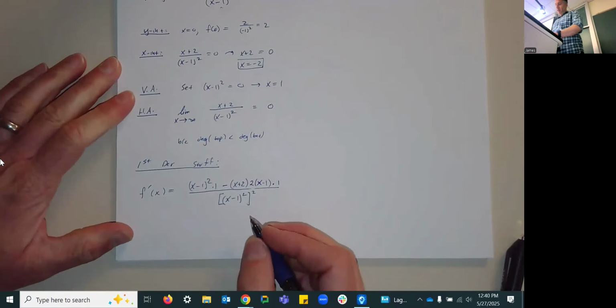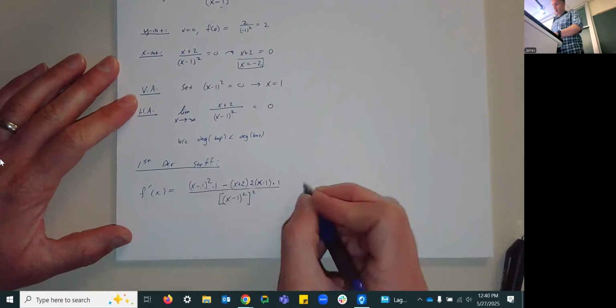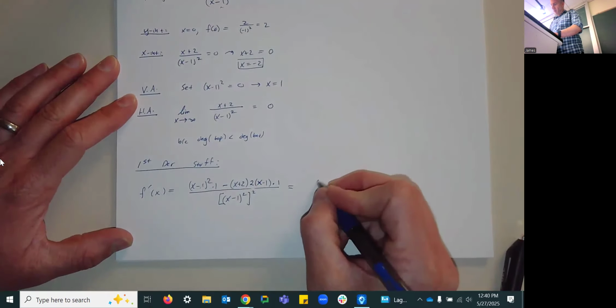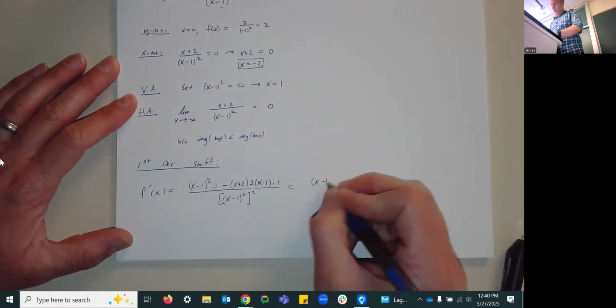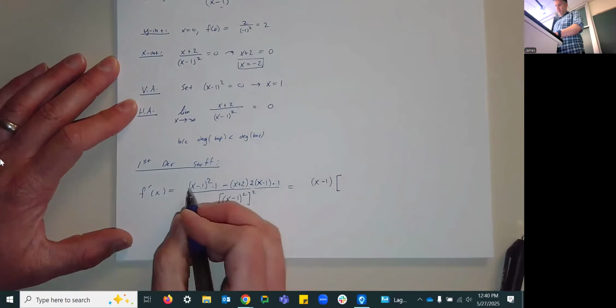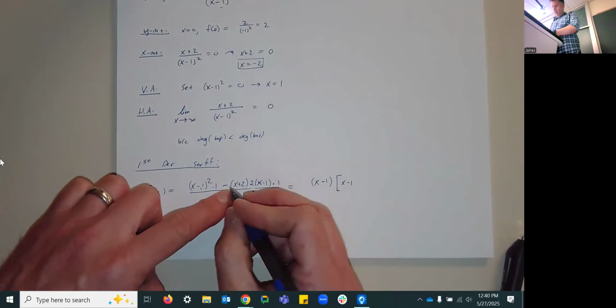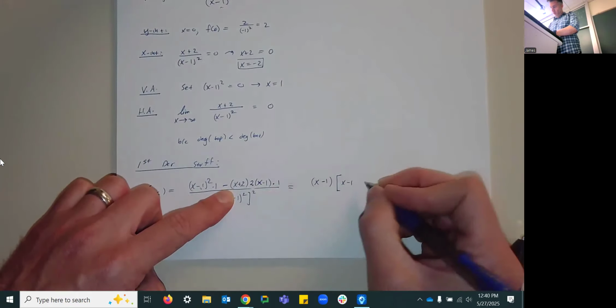All right, let's do it. I can factor out x minus 1 from here and here. I'm not going to draw the graph on this page, so I'll just do this here. So, x minus 1, factor that out. Then we're left with an x minus 1. And over here, we're left with a minus x plus 2 times 2.